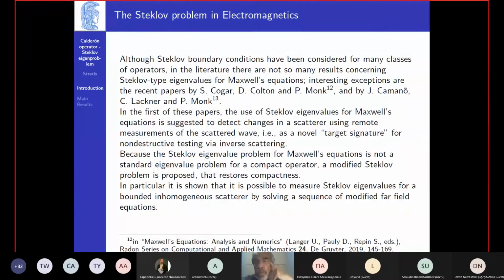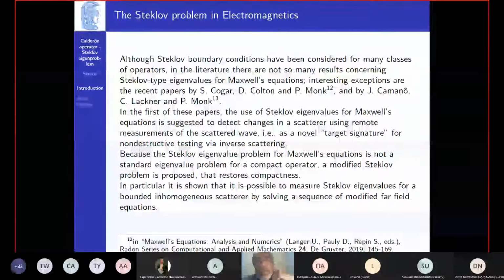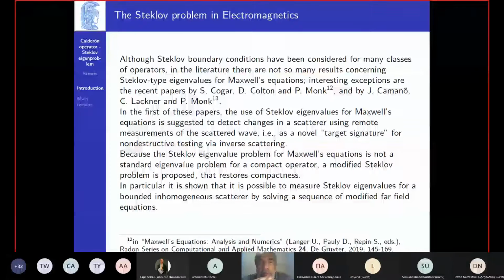As I mentioned, there are many classes of operators in very different fields that have been studied in view of the Steklov type spectrum. Nevertheless, the same does not hold for Maxwell's equations. Maxwell's equations, as is known, present a number of difficulties in relation, for example, to their scalar counterpart, which could be the Helmholtz equation. For the Helmholtz equation there has been work on the Steklov problem, but not that much for Maxwell's equations. There are some exceptions very recently.